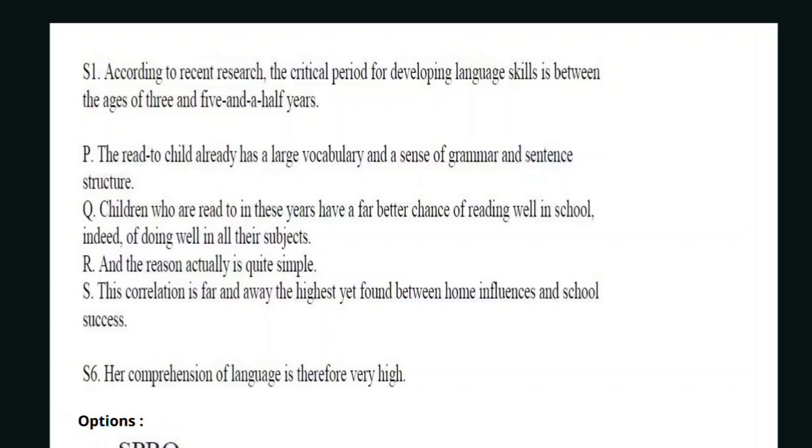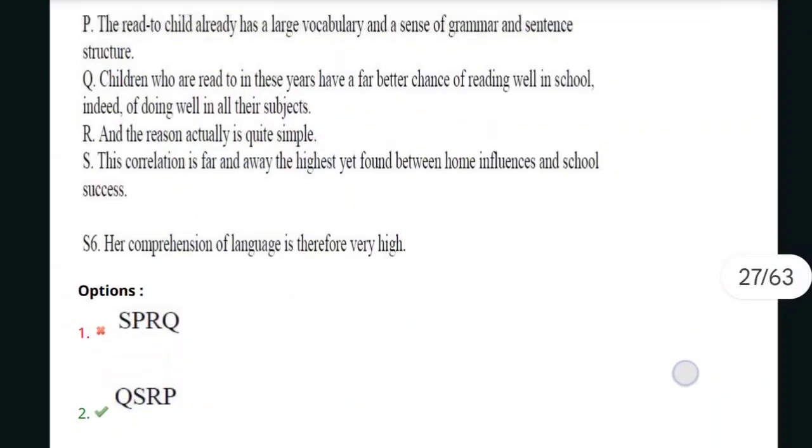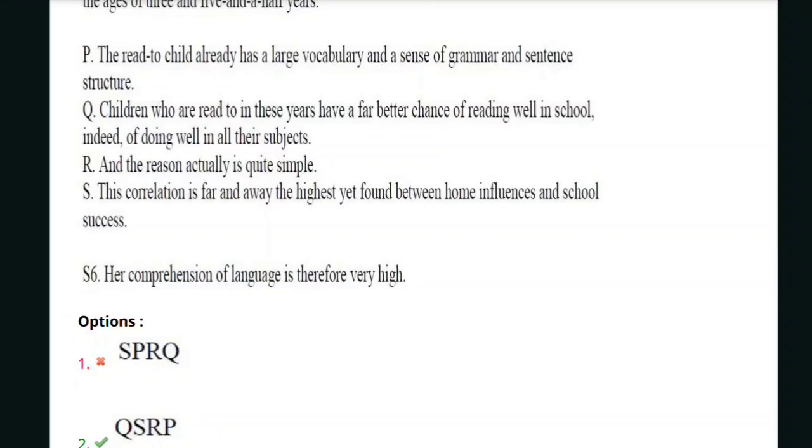According to recent research, a critical period for developing language skills is between the ages of 3 and 5.5 years. The read to child already has a large vocabulary and sense of grammar and sentence structure. Children who are read to in these years have a far better chance of reading well in school, indeed, of doing well in all their subjects. And the reason actually is quite simple. This correlation is far and away the highest yet found between home influences and school success. Her comprehension of language is therefore very high. Here the passage is about the children and language acquisition, and here the correct order is QSRP.